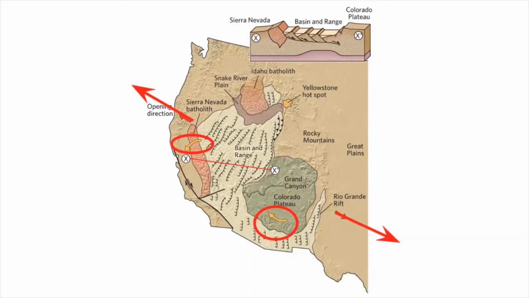So it basically created these high points and these low points, like what we see all across Nevada, these mountains and then these low points.